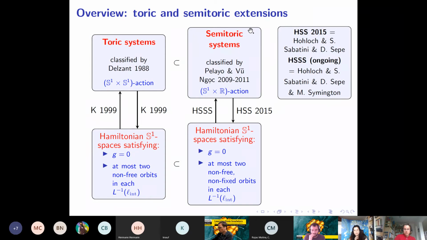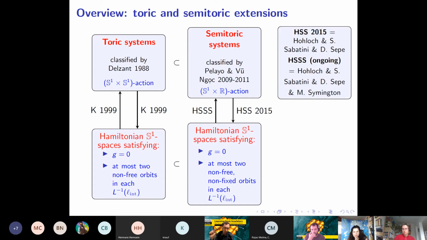What we now actually have in this whole story is, we already saw the toric case, and we now explained what these semitoric systems are. Let's say what it corresponds to is a relaxing. In both cases the condition is that the fixed surface should have genus 0. And here they admit at most 2 non-free orbits, and here at most 2 non-free non-fixed orbits.